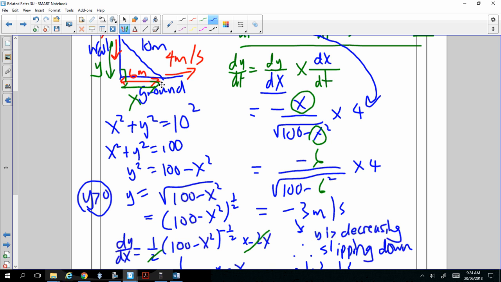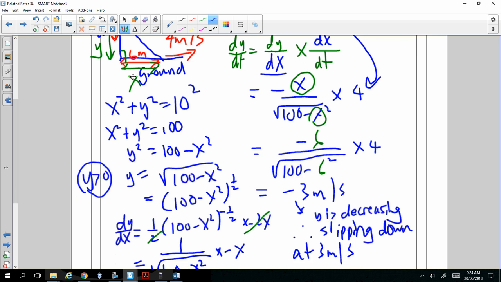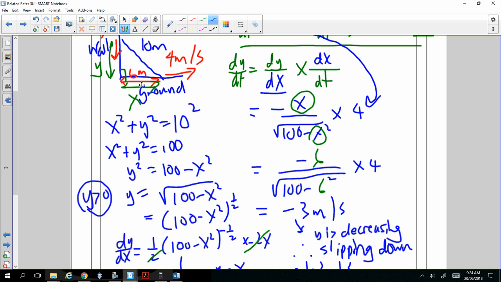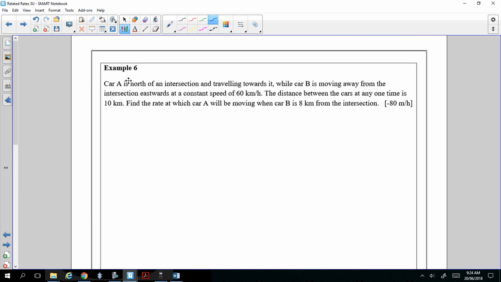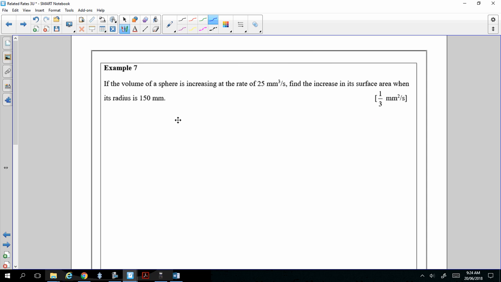The next one is exactly the same. Example 6 is the same as example 5, so you could try that a bit later by yourself. Then we can try example 7. This is a bit different as well. Let's see how that works. This one's actually a little bit harder, even though the wording is very short.